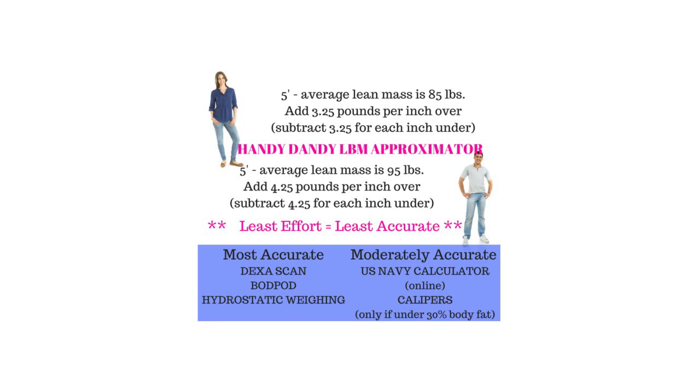On average, a woman who is 5 feet tall has a lean body mass of 85 pounds. Now, that's on average. That means we all know people who are string beans versus people who are just naturally muscular, and these people are going to have different lean body masses, even though they're the same height, right?